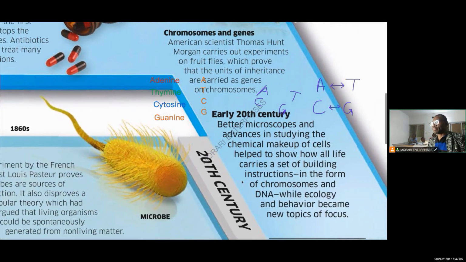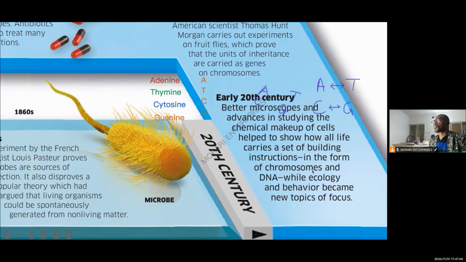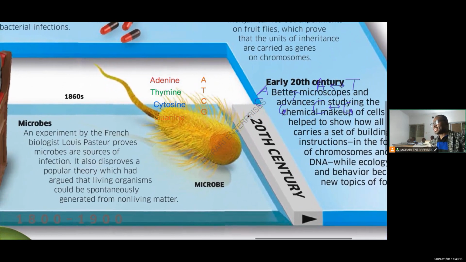Early 20th century, what happened? Better microscopes and advances in studying the chemical makeup of cells help to show how all life carries a set of building instructions in the form of chromosomes and DNA, while ecology and behavior became new topics of focus. All that happened in the early 20th century, meaning in the 1900s, the 1910s, the 1920s, or the 1930s.